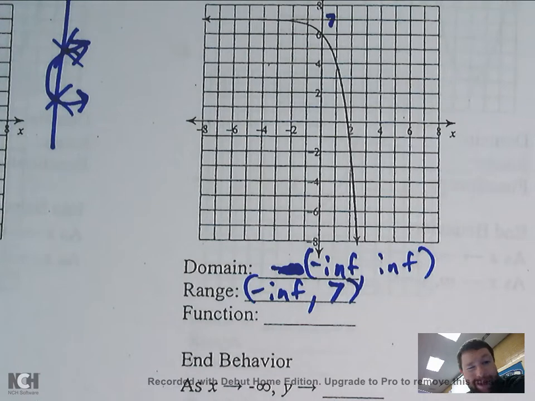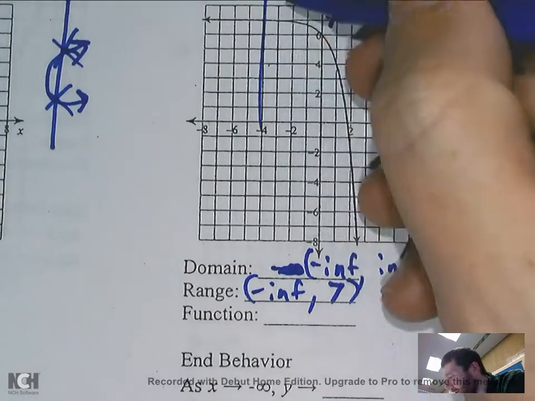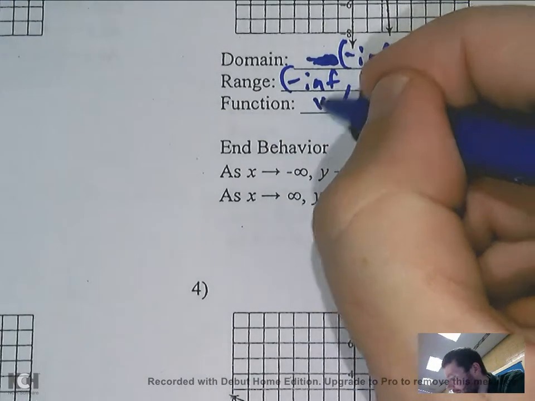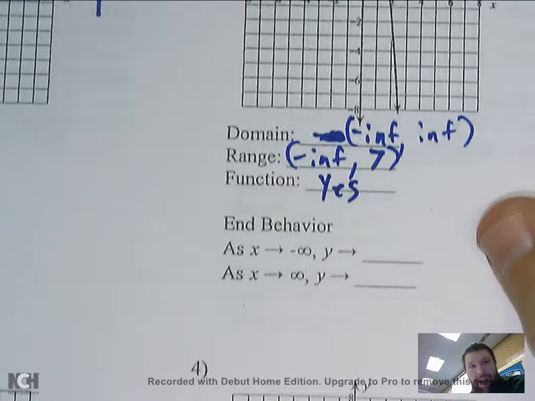I know it's a number, but the numbers can have parentheses, right, as long as it's like an open circle. These exponential equations, this is kind of the equivalent of an open circle, okay? So you would use a parenthesis there on that number 7. And then, yes, this is a function. Draw a vertical line, it's only going to hit it once. So yes. And then end behavior.